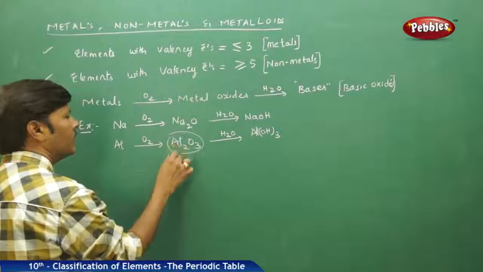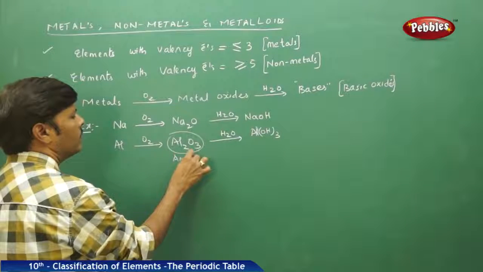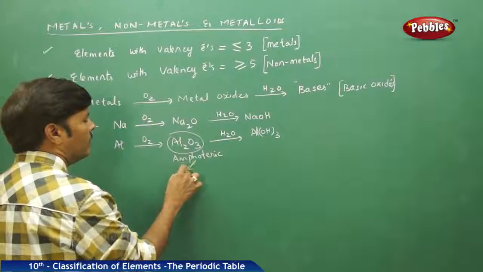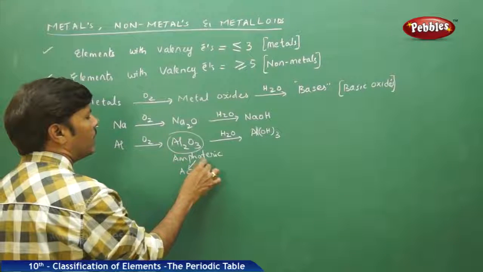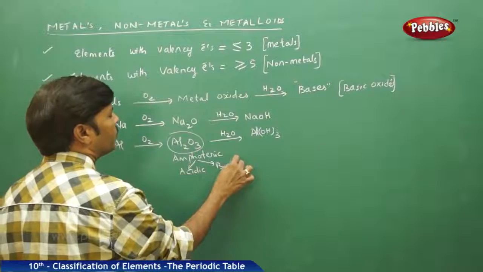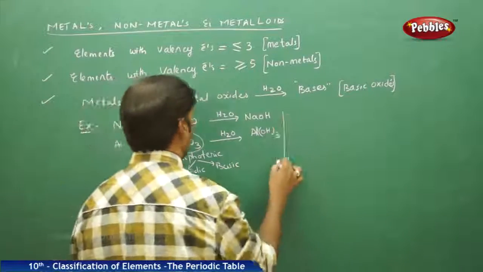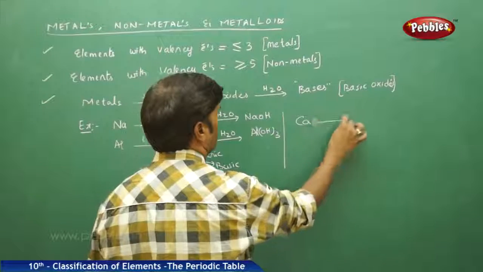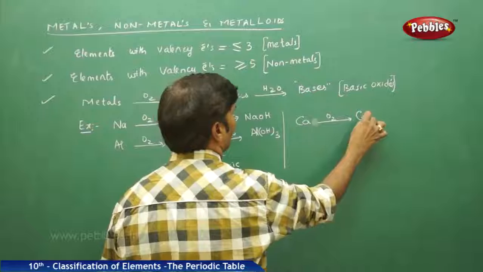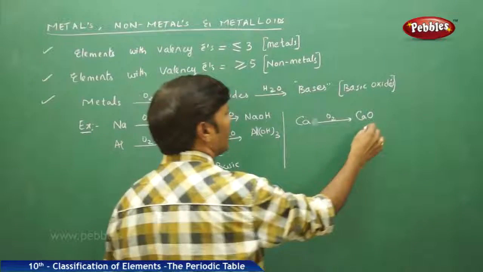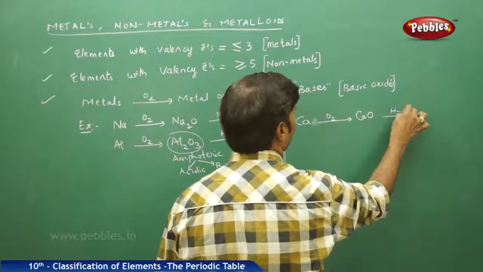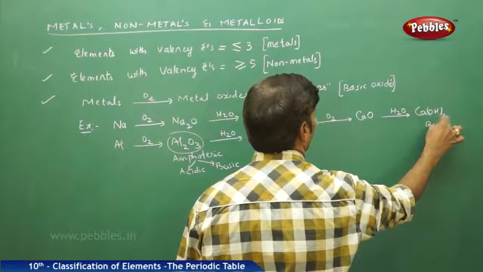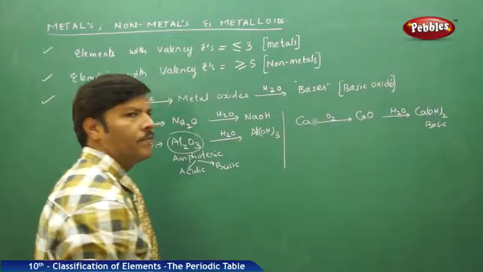Aluminium oxide upon hydrolysis gives aluminium hydroxide. Aluminium, of course, is amphoteric. It can be acidic and it can also be basic. It's an exception. But apart from this, if you take calcium, for example, calcium reacts with oxygen to form calcium oxide, and this calcium oxide upon hydrolysis gives calcium hydroxide. It's a base, so it is basic in nature.